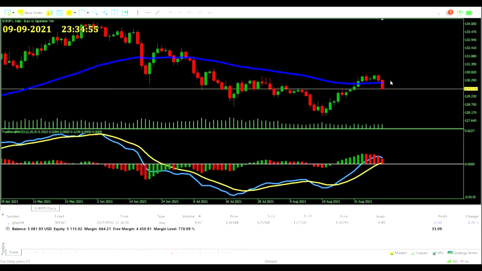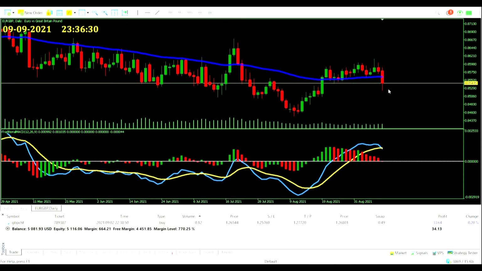Pretty strong sell-off here on the euro Japanese yen pair. Price now below the moving average. Momentum coming downwards on the MACD. We've definitely got some sell trades out there to keep an eye for. Euro pound, another day of selling off against the euro for the pound, and another zero line crossover here. Wouldn't be able to get in at the moment with our pound trade.